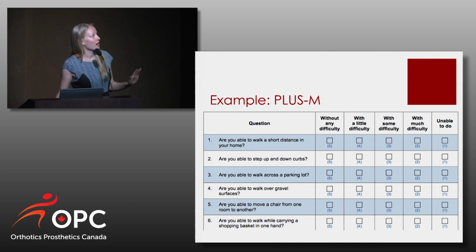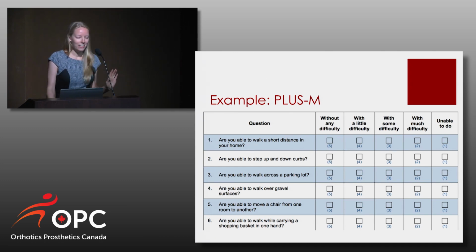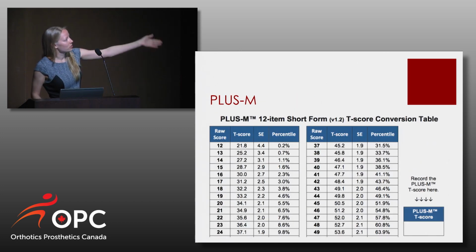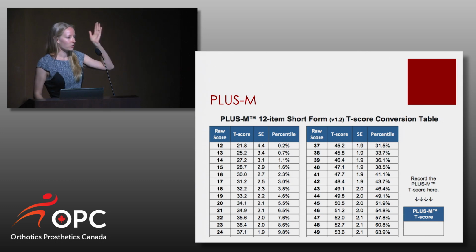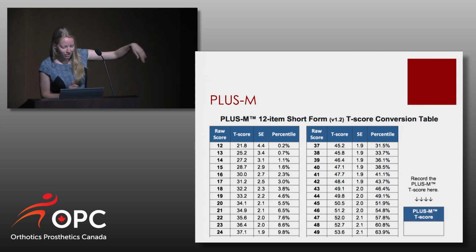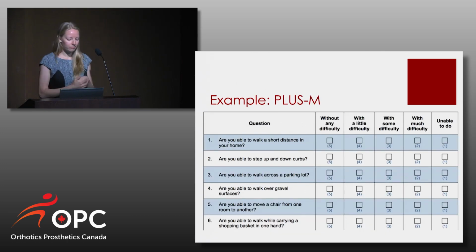Now, the beautiful thing about the +M is that you can interpret it really easily. So you get your score, which is your first column. You've just added up their answers over here. So you've got the 5 to 1. You just add them up. Then you have your raw score.